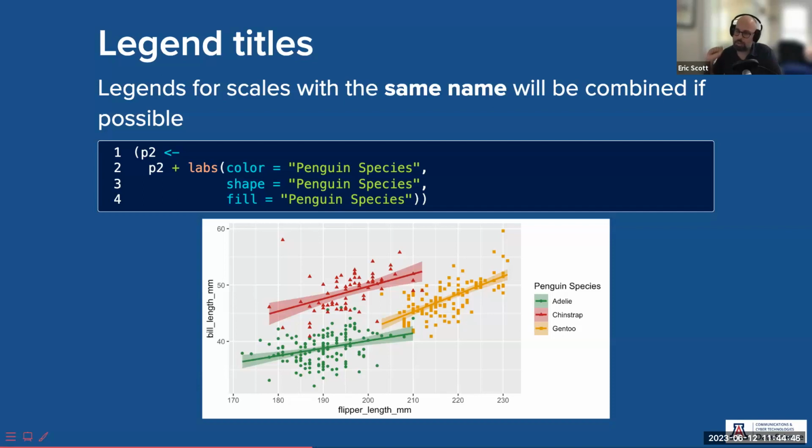So if you're having trouble with multiple legends showing up and you really want them to be combined, it's either that those legends aren't corresponding to the same data for some reason, or you haven't named them exactly the same thing in your labels.